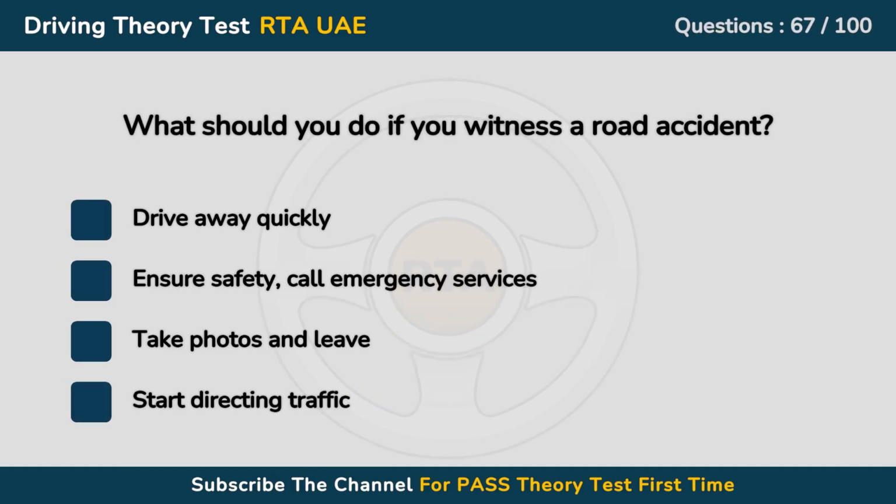Question 67. What should you do if you witness a road accident? A. Drive away quickly. B. Ensure safety, call emergency services. C. Take photos and leave. D. Start directing traffic.